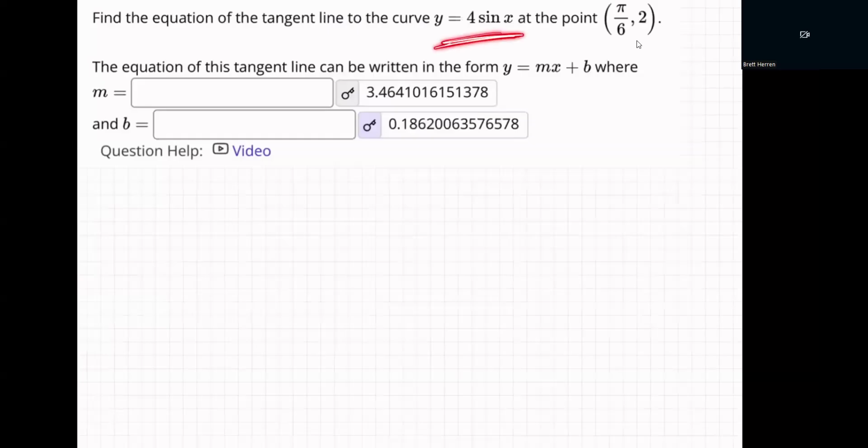This question gives us a function y equals 4 sine x and a point and wants the equation of the tangent line. So we go, okay. So y equals 4 sine x. And they want us to find the equation of the tangent line.